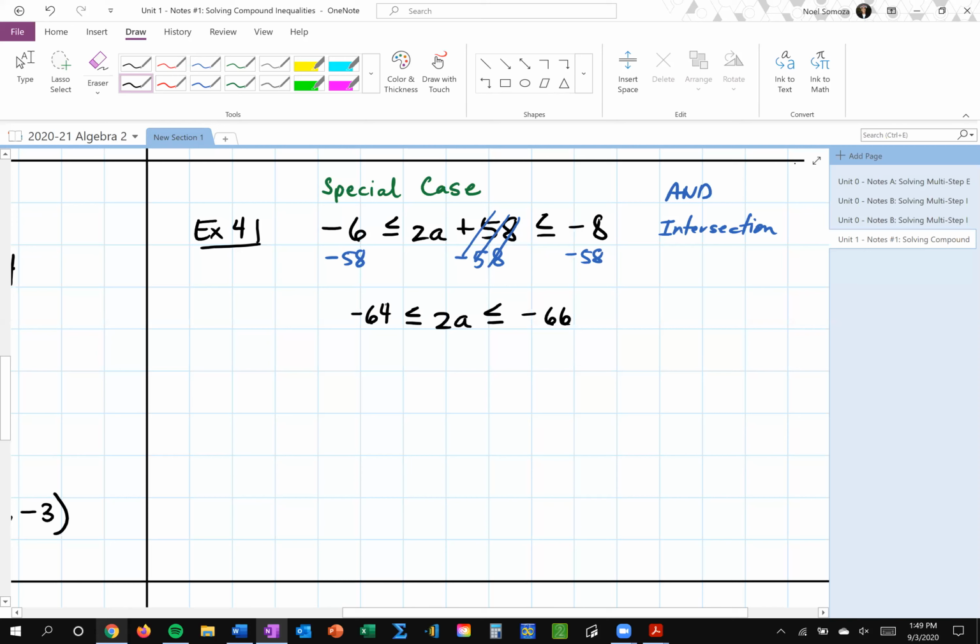We want to get a by itself, so let's divide all three sides by 2. So we get a is less than or equal to negative 66 divided by 2, which is negative 33. On the other side, bring down my inequality. Negative 64 divided by 2 is negative 32.